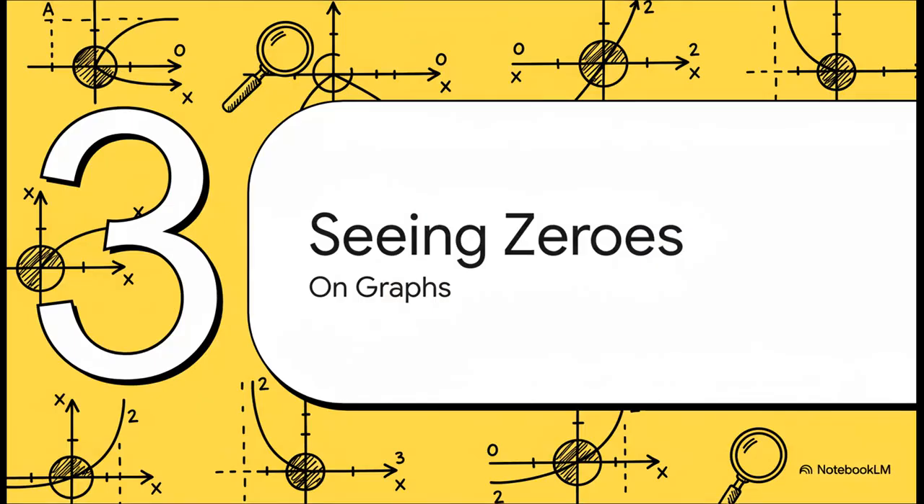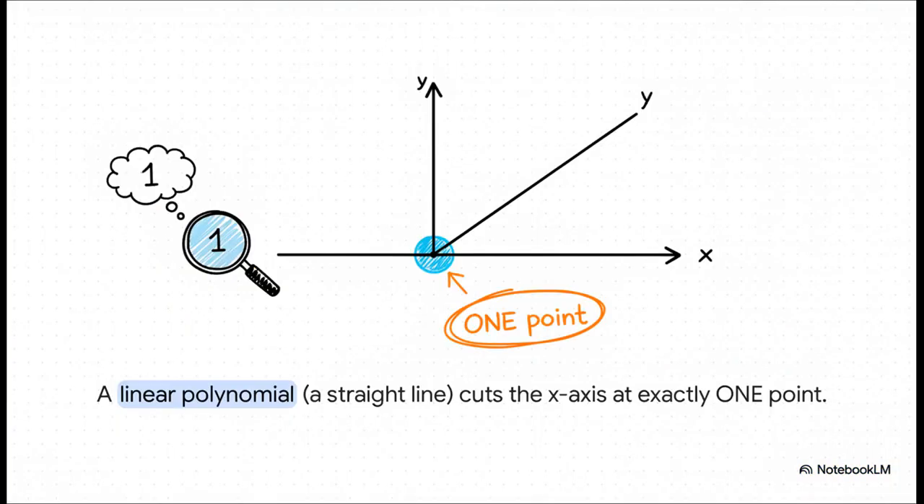Okay, now this is the really cool part. We can actually see the zeros. It's not just about algebra. Let's take a look at some graphs. Look here. This is a linear polynomial, a simple straight line. Now, where does it cut the horizontal x-axis? You see that? It's at exactly 1 point. And guess what? That point is the 0. So a linear polynomial has only one 0.